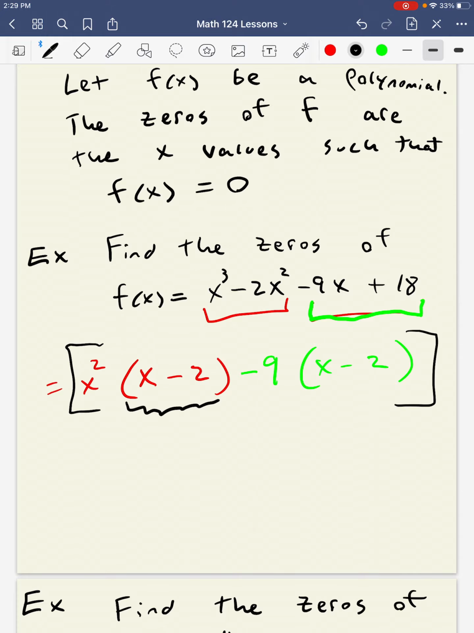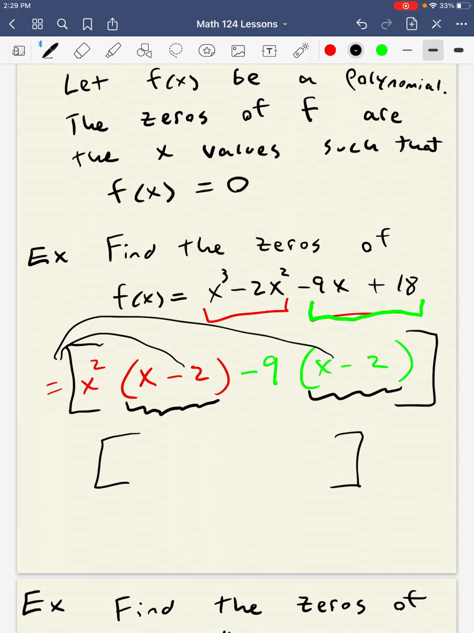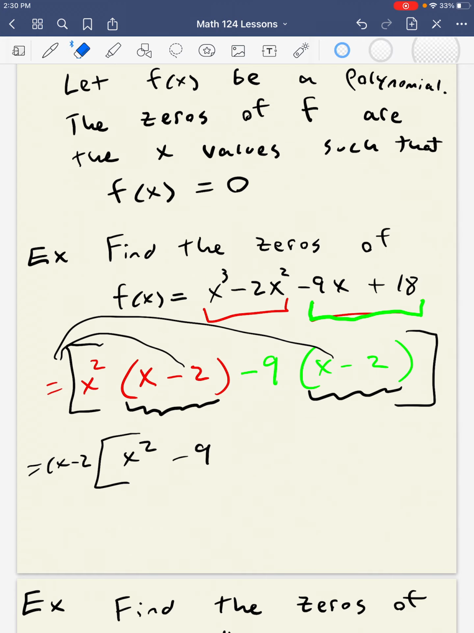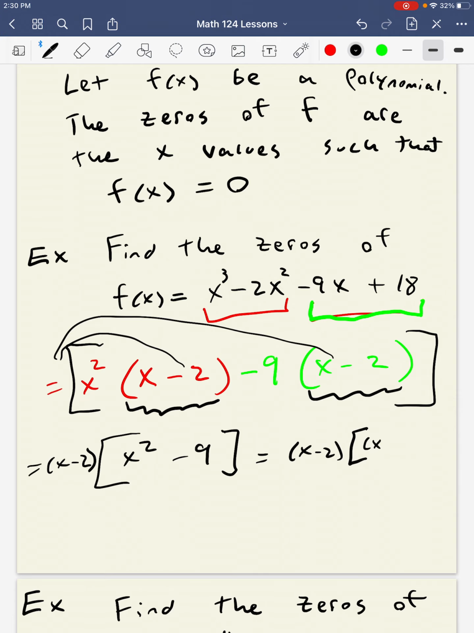Now we have a common factor here. The x minus 2 is a common factor in both of these groups. So I could actually just pull the x minus 2 out of these big parentheses here. If I pull the x minus 2 out, I'm just left with x squared minus 9. So that was convenient. And now x squared minus 9 factors quite easily. If we factor the x squared minus 9, we have x minus 3 times x plus 3.